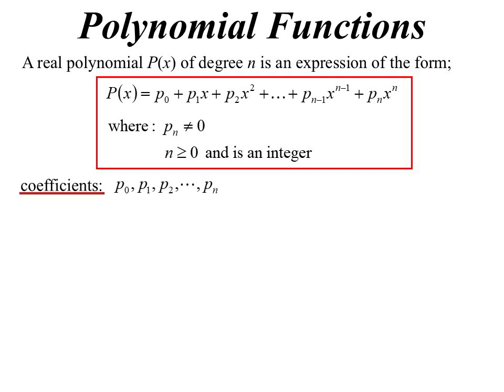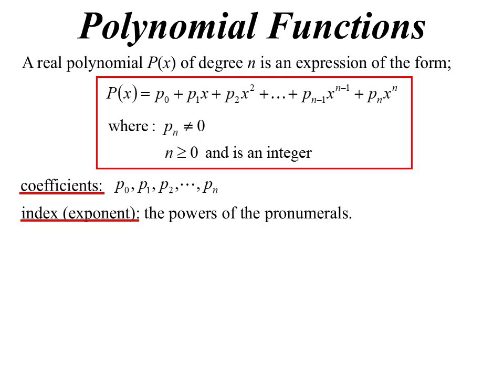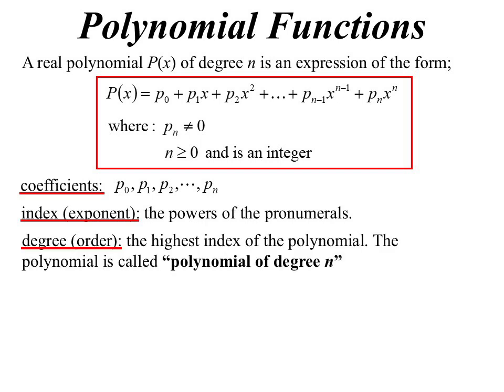Some definitions then. Coefficients are all the numbers in front of the pronumerals. Index or exponent, they're the powers. The degree, or the order, of the polynomial is the highest index, and it's called a polynomial of degree n. And this is now why, in the definition, Pn cannot equal 0.